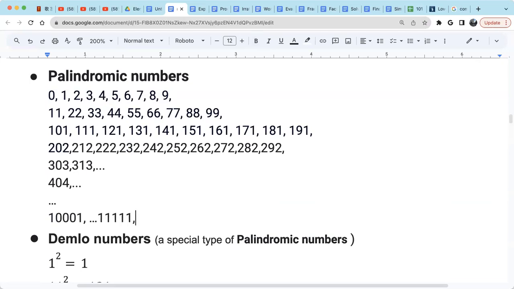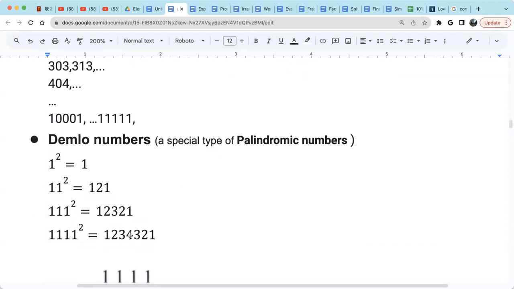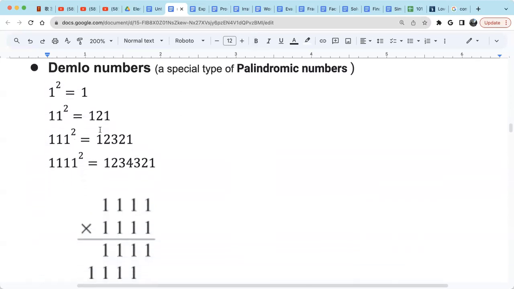Right? And a special palindromic number is called Demlo numbers. So it's a special type, which is 1 squared equals 1. So the smallest one is 1. And 121, which is 11 squared. 12321 is 111 squared, and so on and so forth.